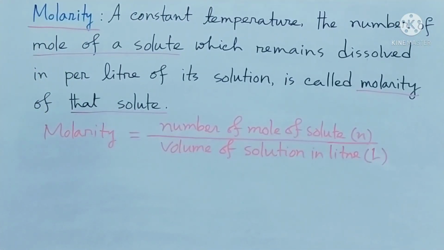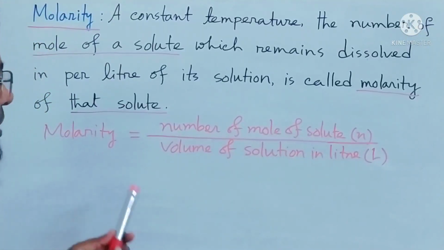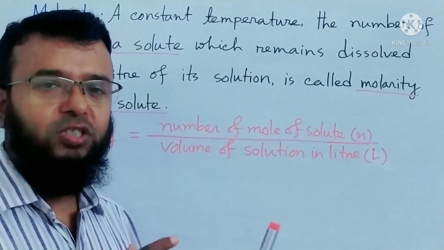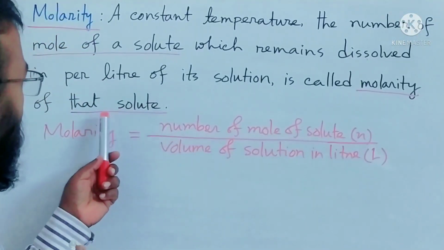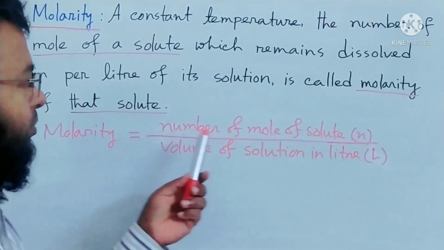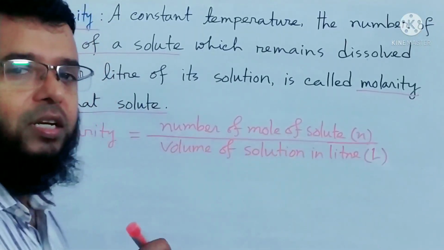So I have written the molarity. What is molarity at a fixed temperature? If the number of moles dissolved in 1 liter solution, that is called molarity of that solute. So molarity is the number of moles of solute divided by volume of solution in liter.